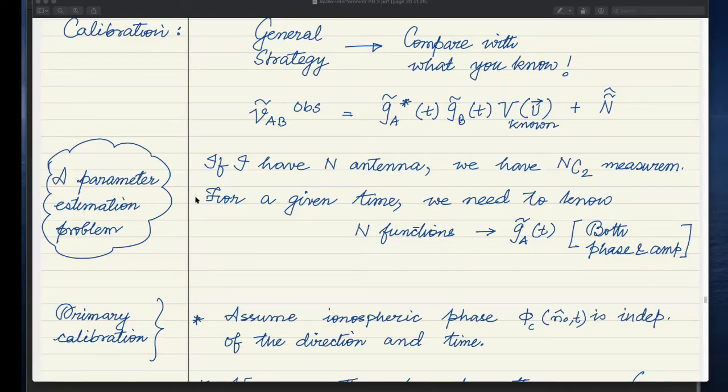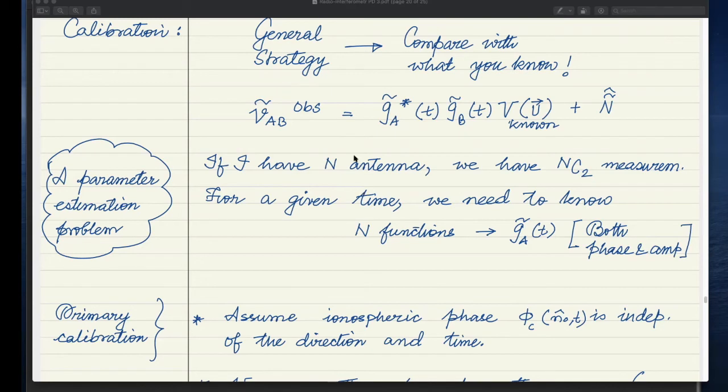Sir, can you explain this ionosphere phase, which is independent of direction and time? Can you explain? Ionosphere phase. Yeah. Can you hear? Yeah. Please go ahead. Yeah, you are assuming this to be constant, right? What to be constant? Okay.